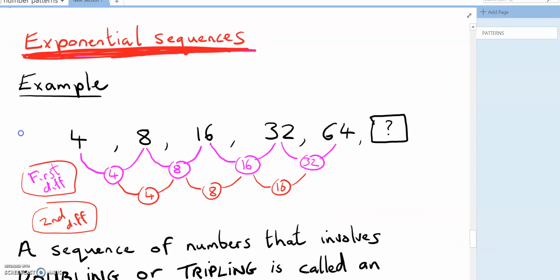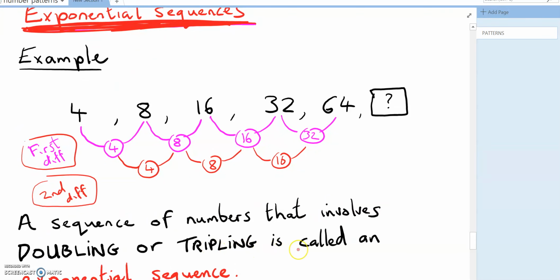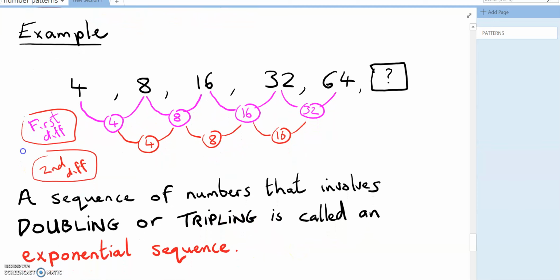Now, what does that mean? A sequence of numbers that involves doubling or tripling is called an exponential sequence. Okay, so let's check if that's what's going on here in our sequence. We've got 4, 8, 16, 32, and 64. Are they doubling these numbers? What's 4 multiplied by 2? It's 8, isn't it? And what's 8 multiplied by 2? It's 16. And what's 16 multiplied by 2? It's 32. What's 32 multiplied by 2? 64. So it's actually an exponential sequence because the numbers are being doubled.